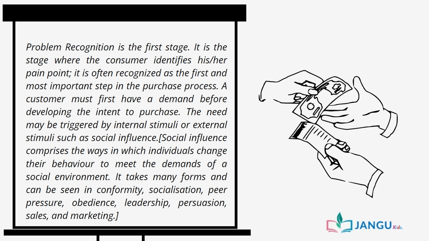Social influence comprises the ways in which individuals change their behavior to meet the demands of a social environment. It takes many forms and can be seen in conformity, socialization, peer pressure, obedience, leadership, persuasion, sales, and marketing.